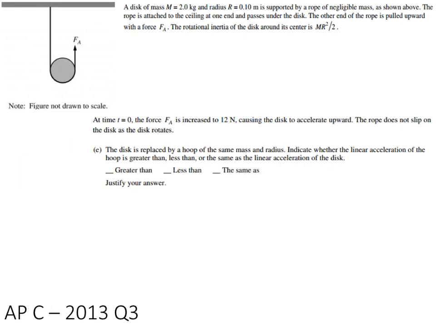Alright, and the last part, it's saying the disc is replaced with a hoop, same mass, same radius. Indicate whether the linear acceleration of the hoop is greater than, less than, or the same as the linear acceleration of the disk. Well, the way I want to look at this is that torque equation again: tau net equals I alpha. When I replace the disk with a hoop, you should remember that the rotational inertia of a disk is 1/2 mr squared, and the hoop is just mr squared.